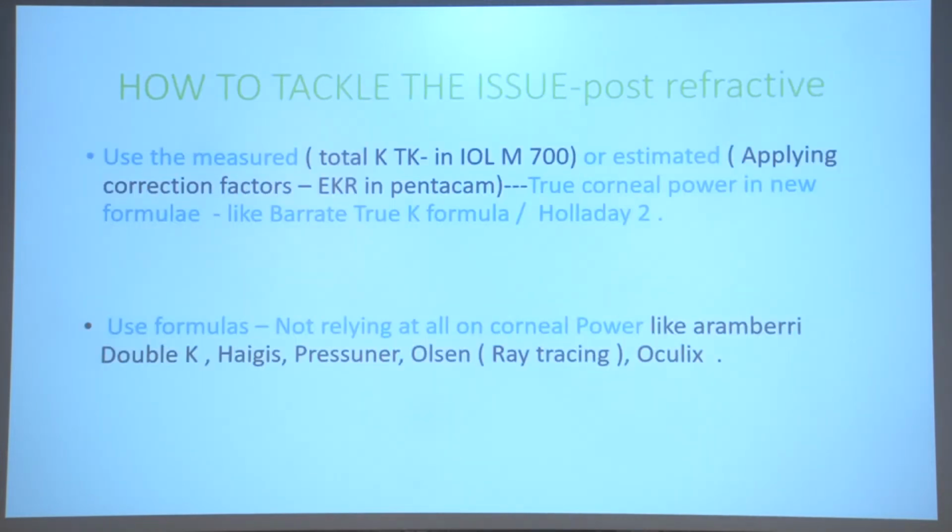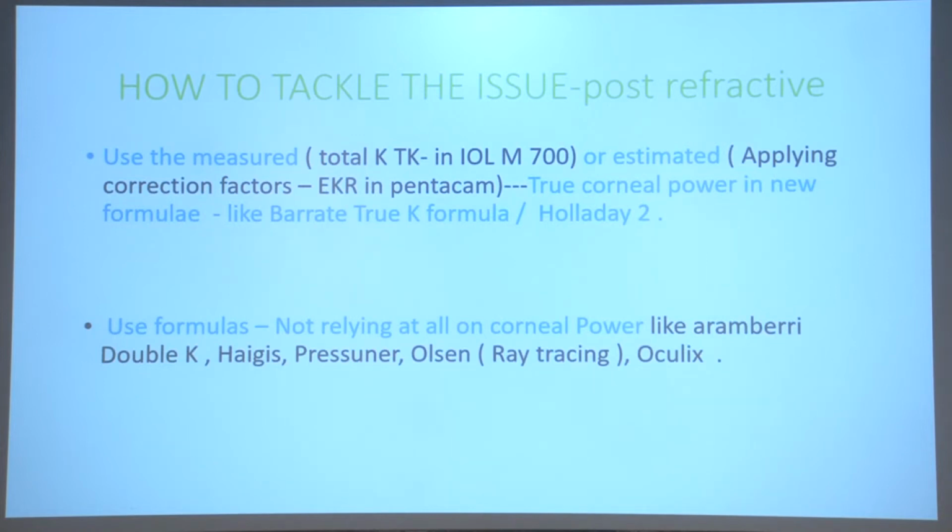So how to tackle this issue? The post-refractive. Well, like I said, use the measured, that is the total TK which comes with the IOL Master 700, or estimated, applying correction factors, which is the EKR in Pentacam. Like I said, they interpolate the data. They have no blind spot, which is the advantage over the total K. They have no blind spot, but then they interpolate the rest of the data after measuring the central 3 mm.